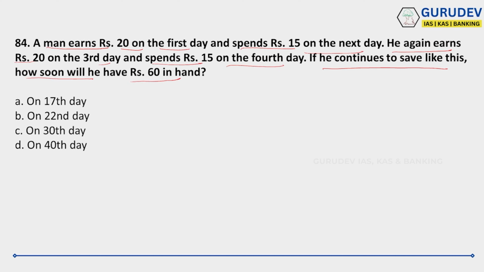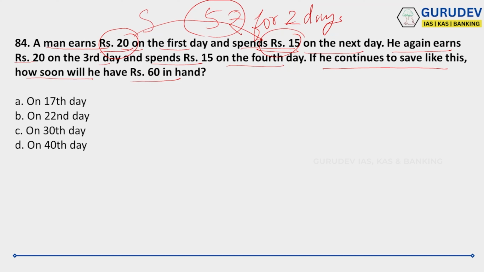Okay. He is saying that 20 rupees he is earning, 15 rupees he is spending. What is saving over here? This is nothing but 5 rupees for 2 days, because the first day is earning, the second day is spending. So he is getting only 5 rupees as his savings. Okay, savings. So he again earns 20 rupees on the third day, spending 15 rupees on the fourth day.